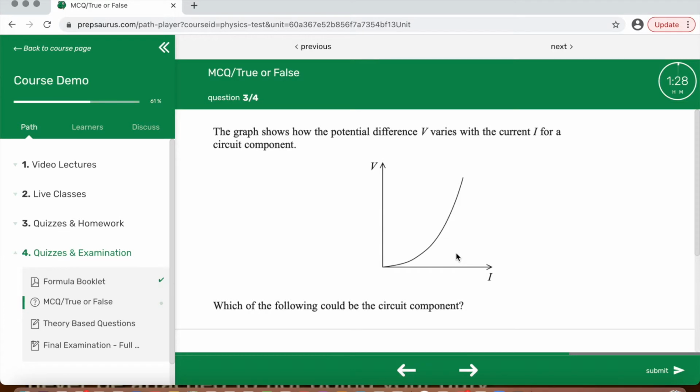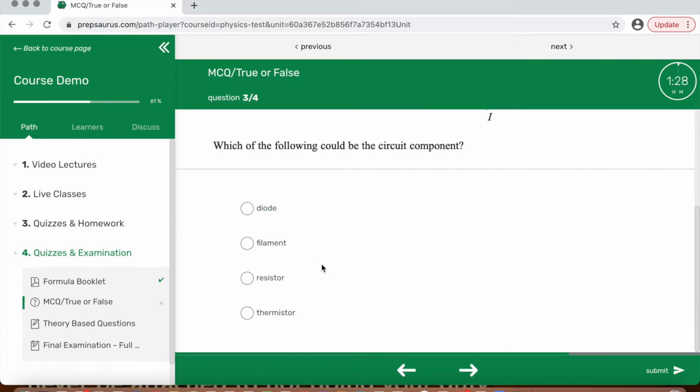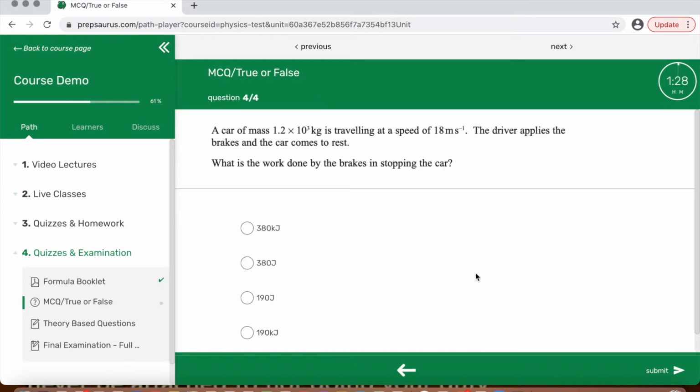The graph shows how the potential difference varies with current. Which of the following could be a circuit component? Again, we can select the answer, move on to the next question. A car has a mass of XYZ, speed of 18 meters per second. What is the work done to apply the brakes and stop the car? So I've selected the answer as 190 joules.